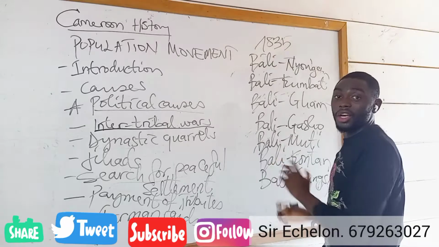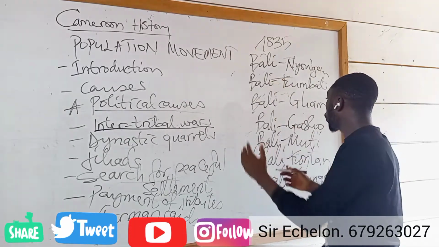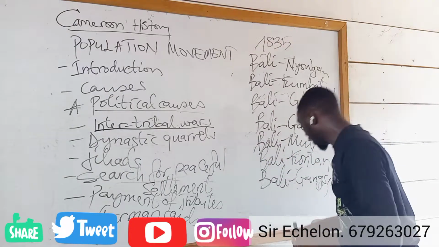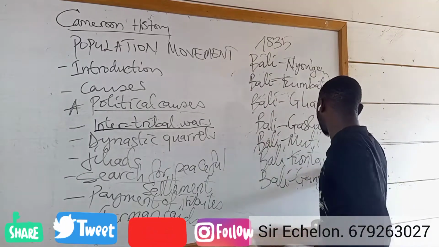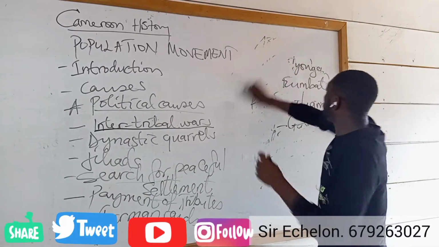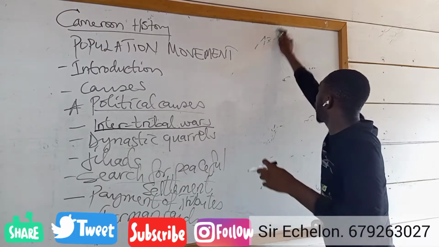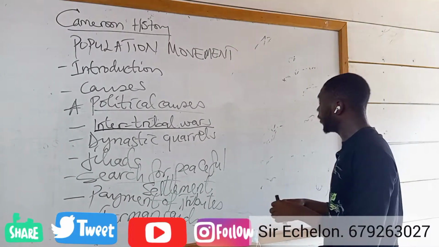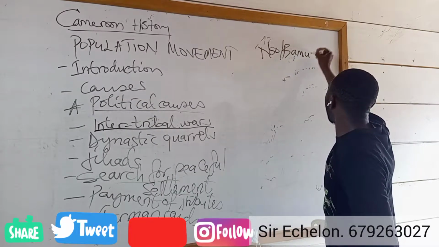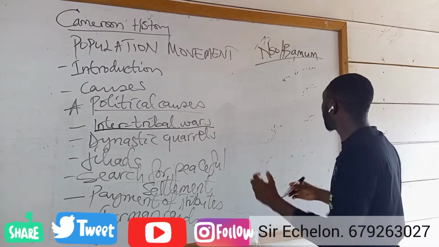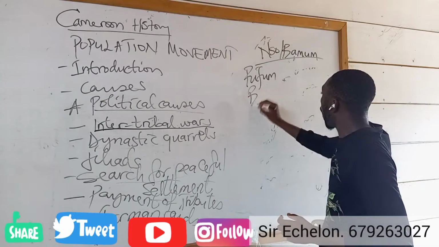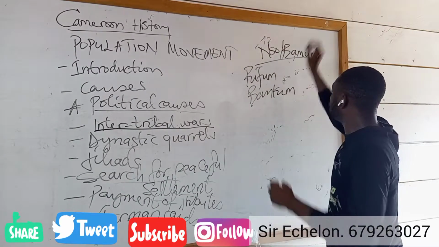This is an example you need to give in order to have a good mastery or a good pass in the point. This is what you are expected to give. Aside from this example, let's look at other cases in point where people had to migrate because of dynastic quarrels. We can talk again about the case of the Nsor and Bamum. Nsor and Bamum are from the same ancestry. The Nsor people's original settlement is where we call Reform or Mbankim.